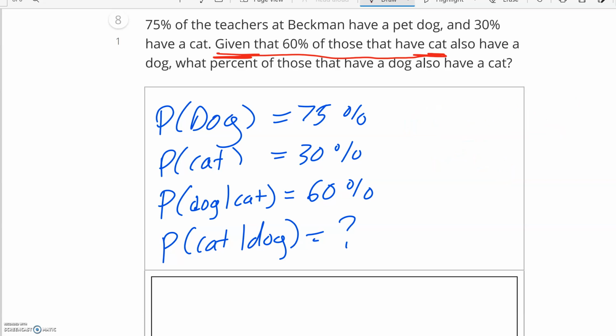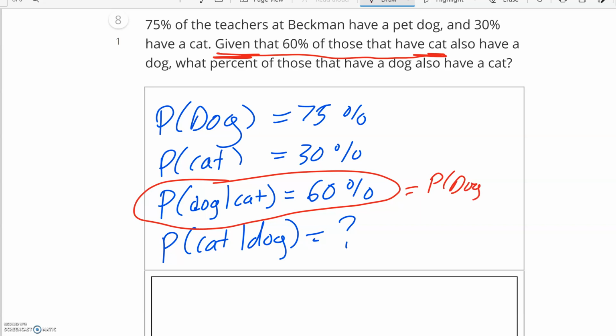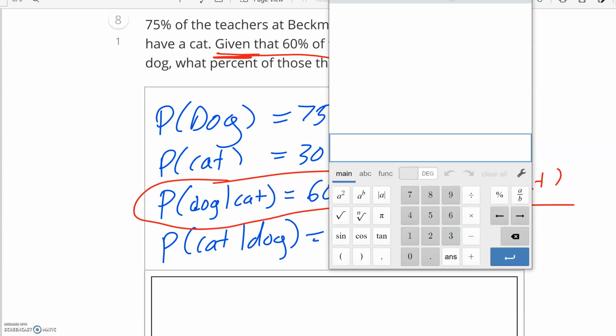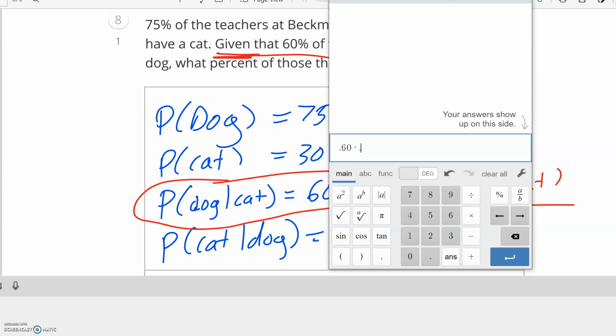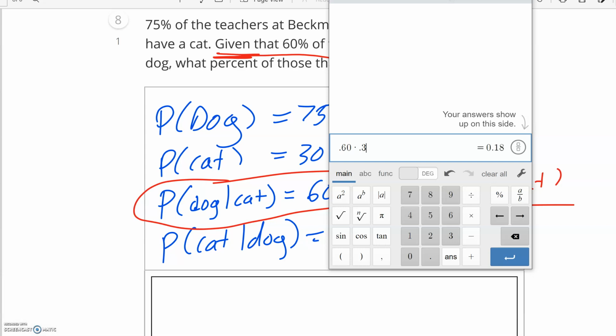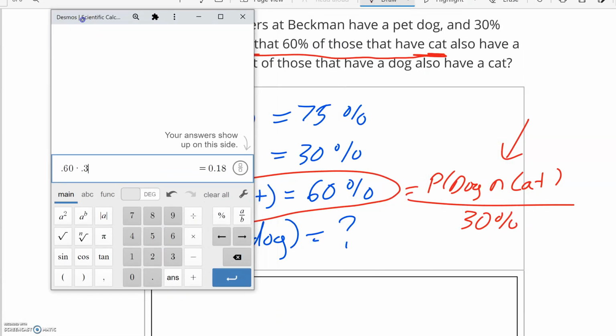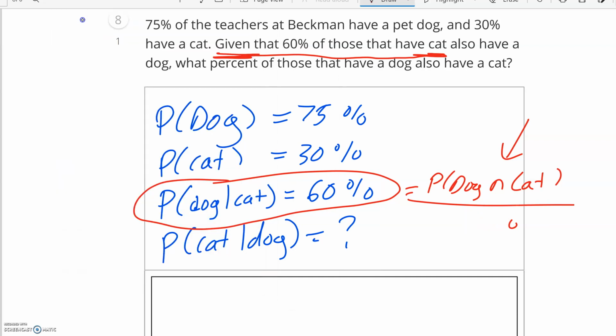They have given us the conditional probability. So that has to equal the intersection between dog and cat, and since the condition is cat, it's divided by the probability of cat, which is 30%. So to solve for the intersection, I multiply 60% by 30%. Typing that in, 0.60 times 0.30 gives me 18%. So the intersection of cat and dog is 18%.